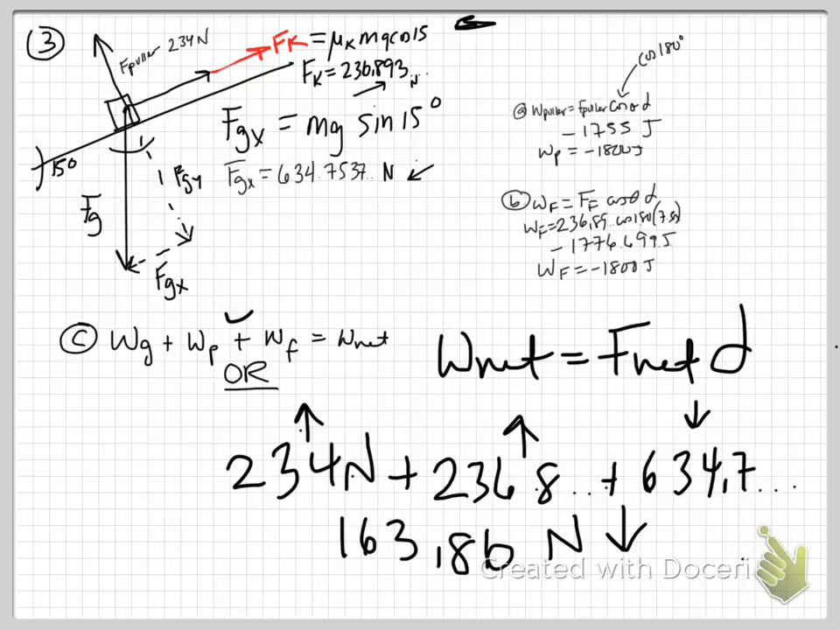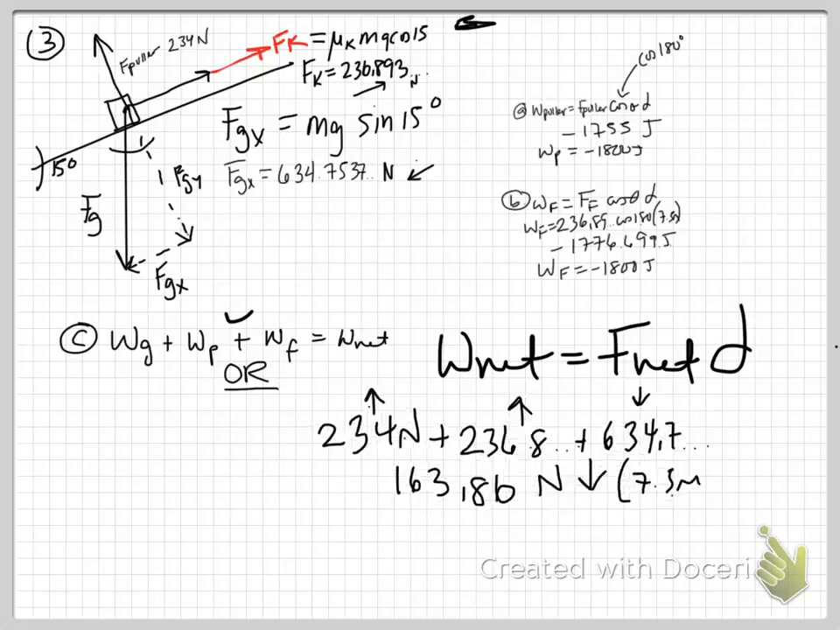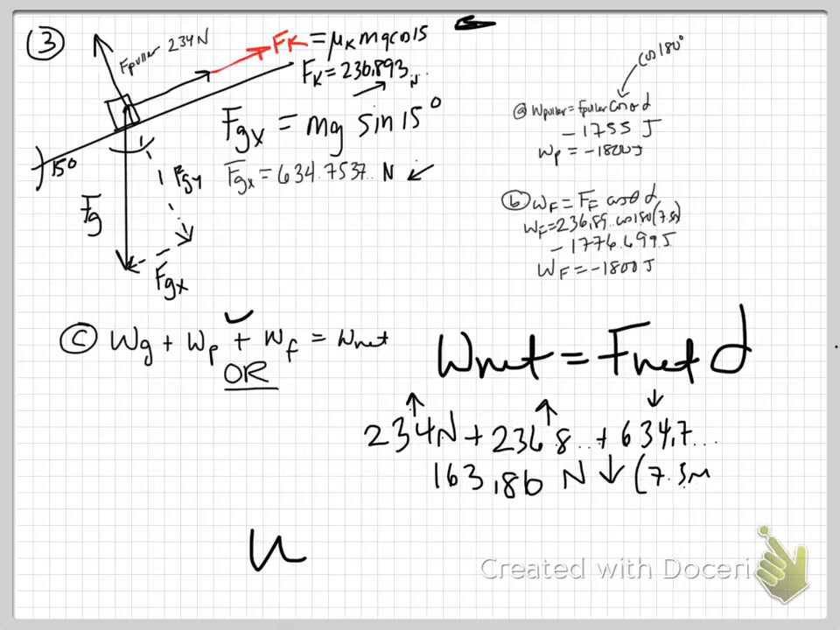Now here's the thing, the net work, this is where we run into issues with the positive and negative, I guess. We've got a net force downwards times 7.5 meters. The magnitude of the work is 1,200 joules. It's like 1,228.9, and so on. So it comes out to 1,200 joules.